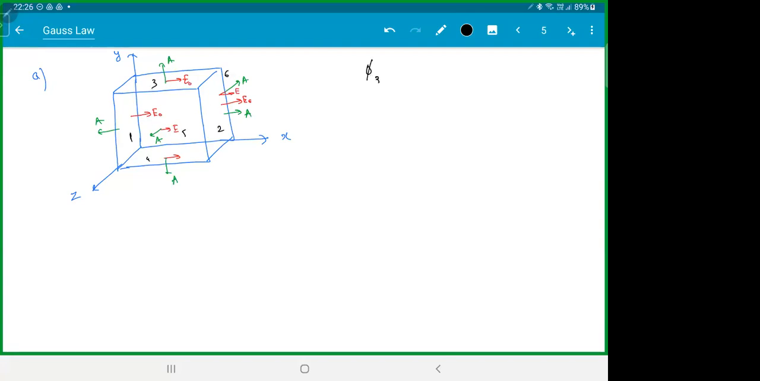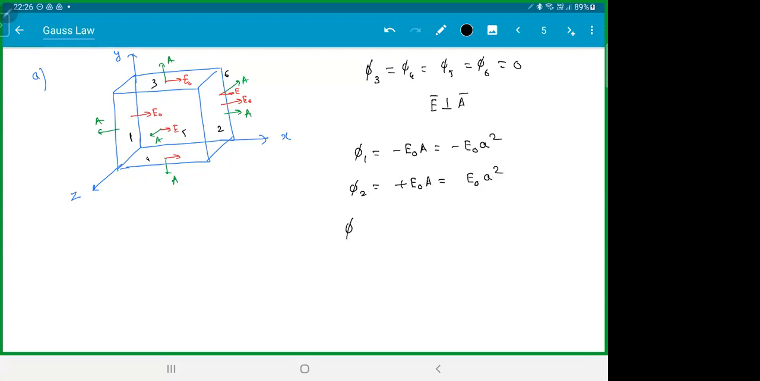So flux through 3, 4, 5, and 6 is 0. Why? The electric field is perpendicular to A bar. Flux through 1 will be minus E naught into area. Area is A square. Flux is a scalar quantity, people. There's no direction. Flux on 2 will be plus E naught into area, E naught A square.